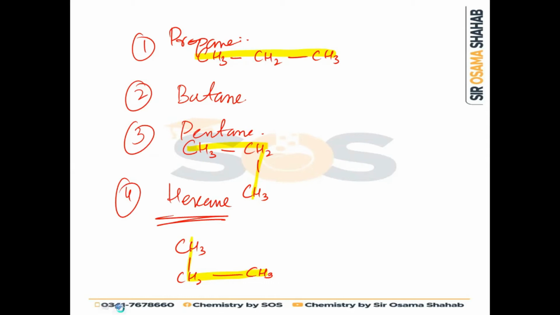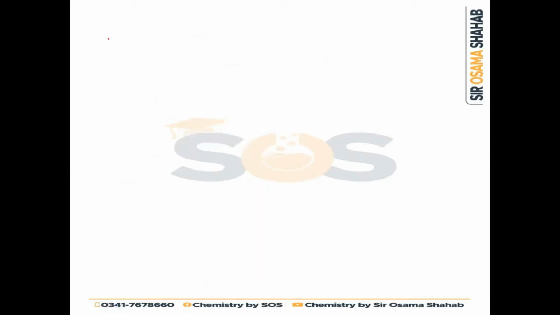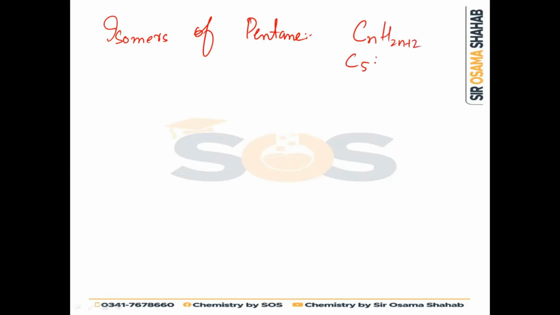Okay, so let's move towards the isomers of pentane. It is also in your syllabus, so we need to talk about this as well. Pentane belongs to the alkane family, so the general formula is CnH2n+2. If I put 5 there, it will be C5H12. The molecular formula will remain the same for all the structures.